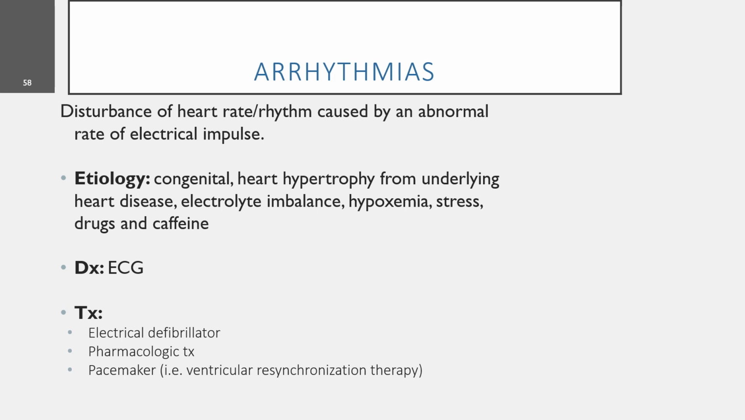Arrhythmias can manifest as abnormalities in heart rate, too fast or too slow, or rhythm, irregular. They can occur in the atria, supraventricular, or ventricles.